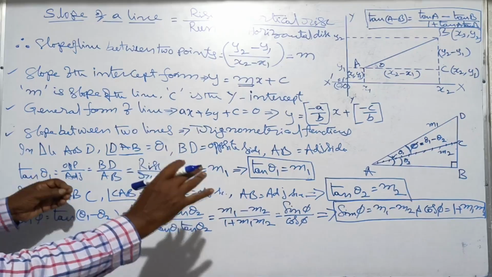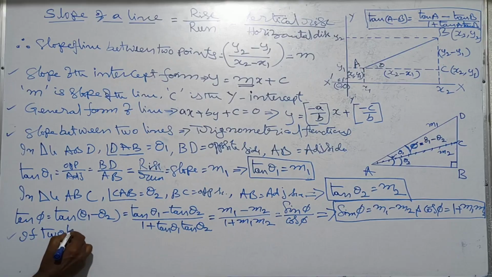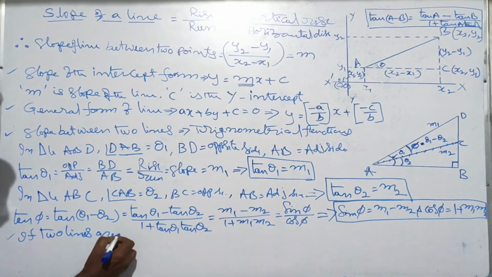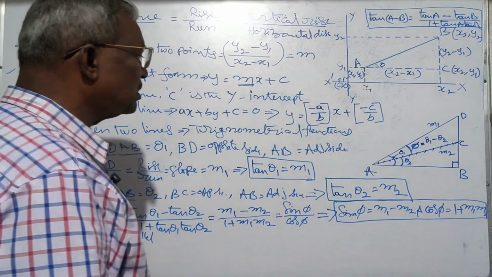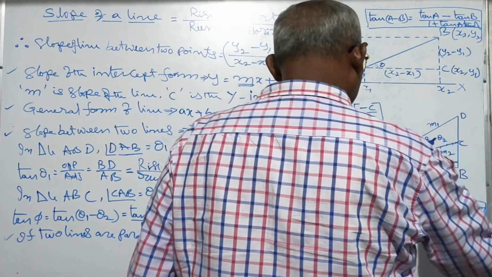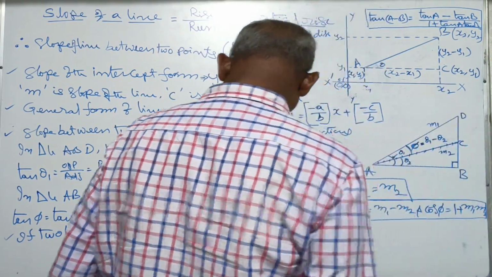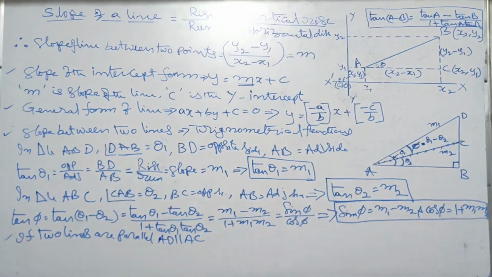Next point: if two lines are parallel, what will happen? Two lines being parallel means AD is parallel to AC.